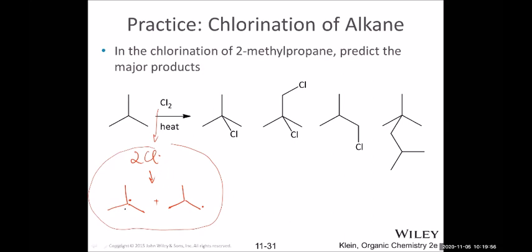Realize this carbon free radical is much more stable. The tertiary carbon free radical, just like cations, is much more stable than the terminal primary. And so this reaction will be faster because of more stability, lower activation energy, and in the end it will give us the major product. So this should be the major product.